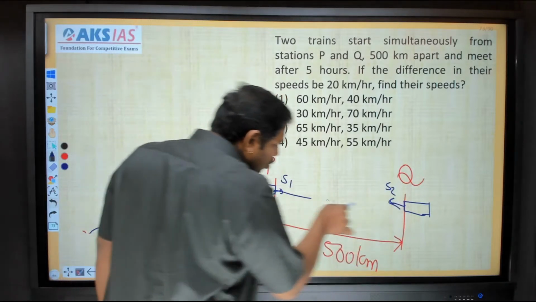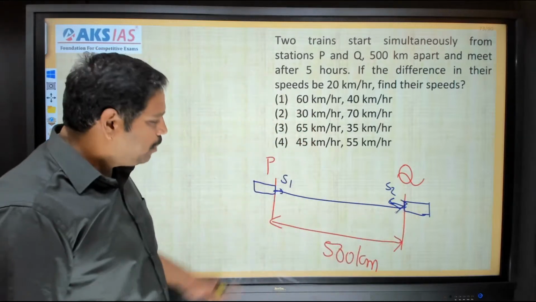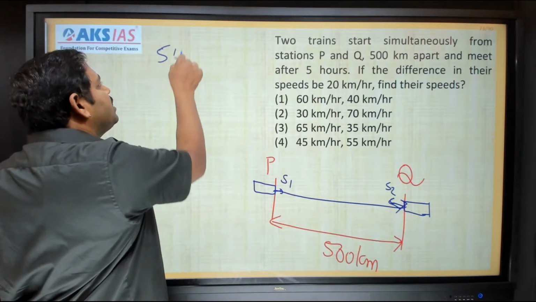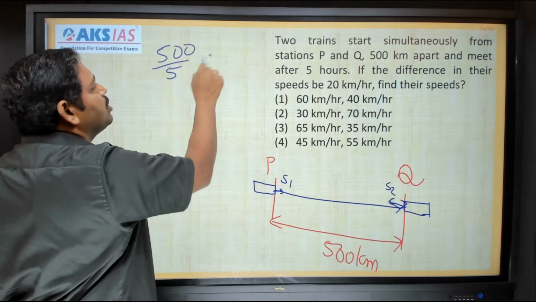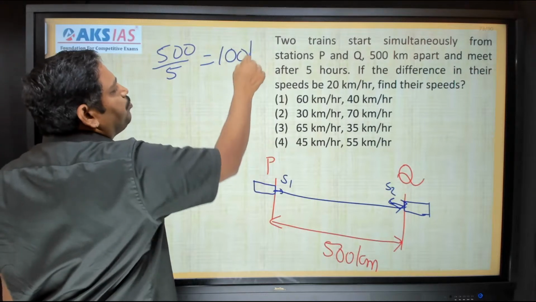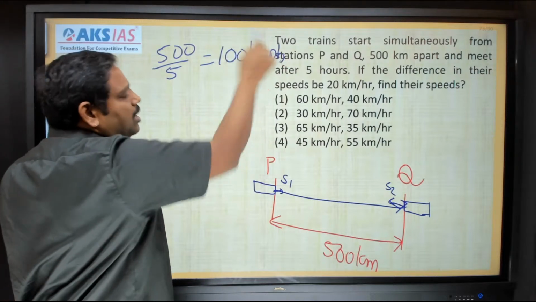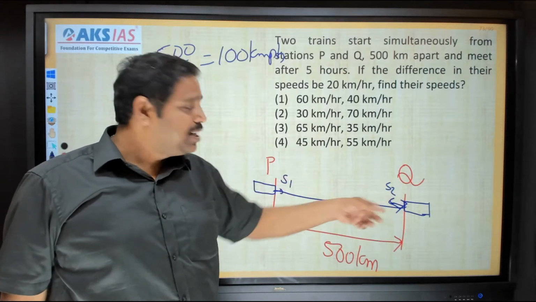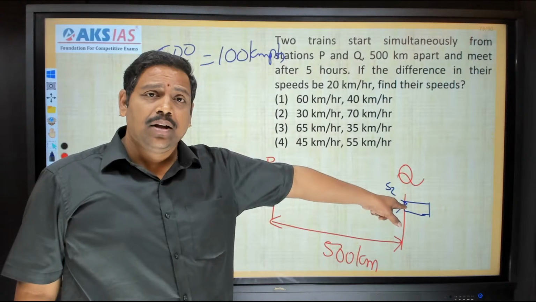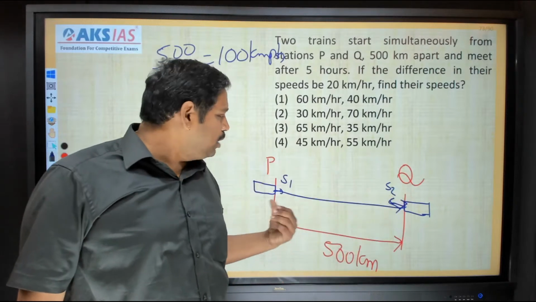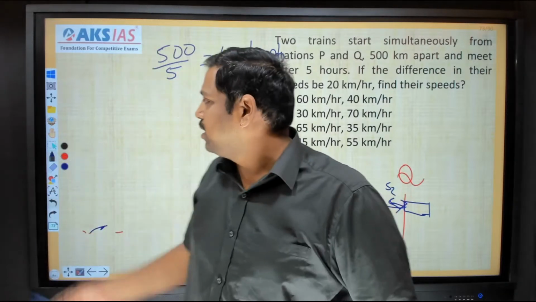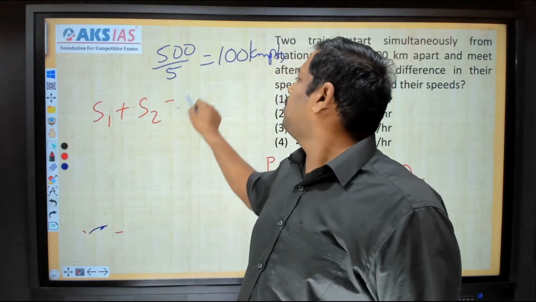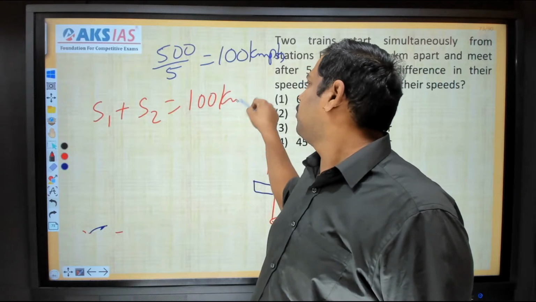I'm keeping the train at rest. That means the other train has to move up to this point. Up to this point, it has to travel 500 kilometers in 5 hours. That means the speed is 100 kilometers per hour. But this 100 kilometers per hour is not the speed of the first train nor the second train. It is the relative speed, because you are imagining the train at rest. Relative speed means both are in opposite directions, so both should be added. That means S1 plus S2 is equal to 100 kilometers per hour.